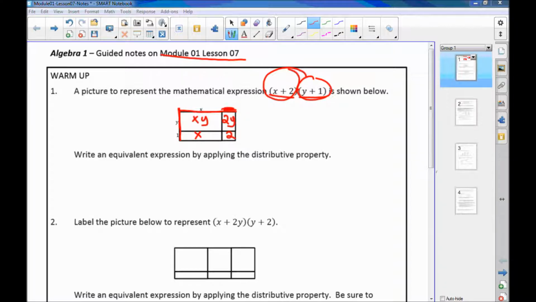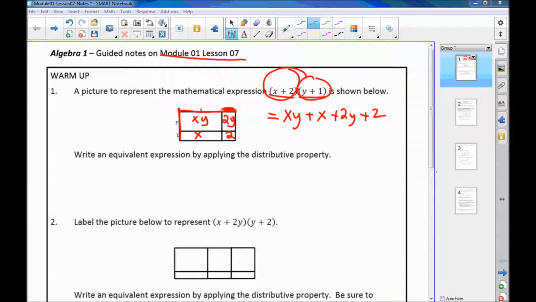So our final answer for this expression is going to be, let's see, xy plus 2y plus x plus 2. Now, later on, we're going to see why I should really write it the opposite way. So we should really put plus x plus 2y plus 2. And we'll learn about that when we talk about the degree of a polynomial.